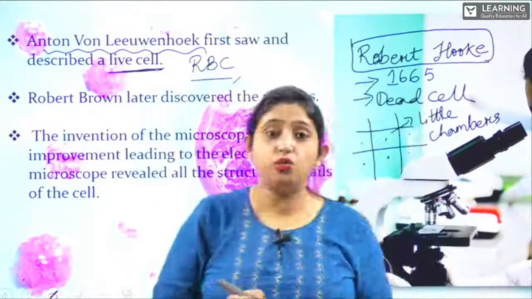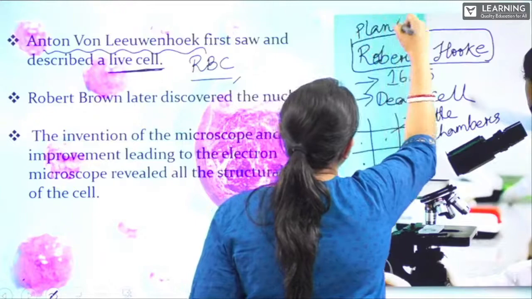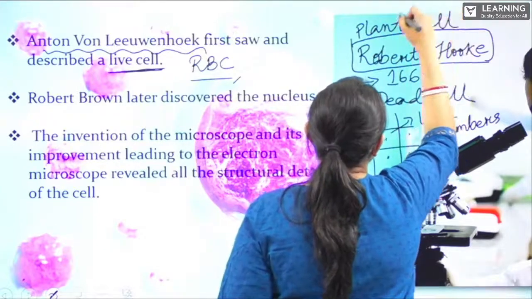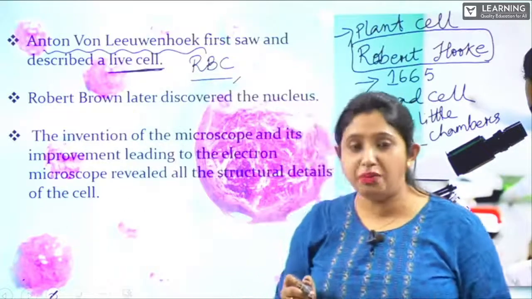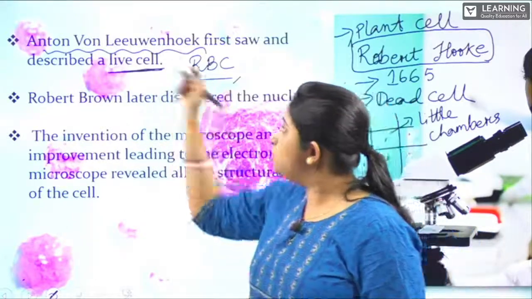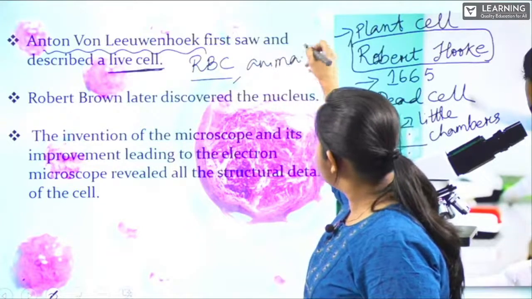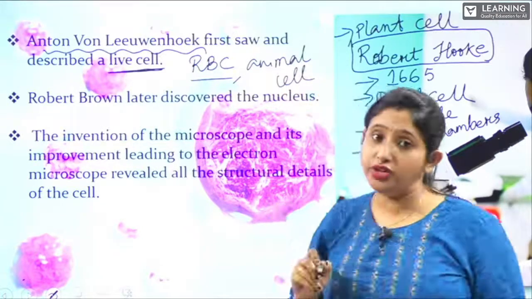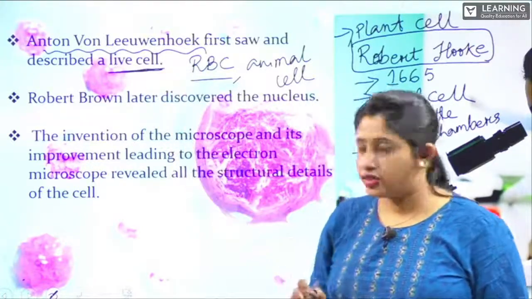Robert Hooke has seen the plant cells, which are dead cells, right? He could not see the animal cells because he did not have a well-developed microscope. So Anton von Leeuwenhoek has seen the RBC cells, which are animal cells, and these are living cells. Clear? So he was the first person to see the live cell.